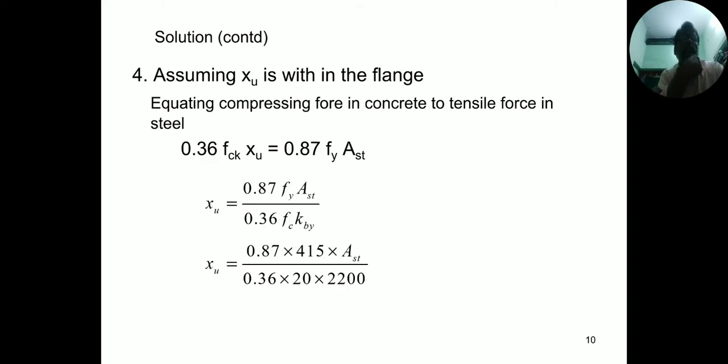XU is equal to 0.87 FY AST divided by 0.36 FCK BF. BF is equal to 2200, so XU is equal to 0.87 into 415 into AST divided by 0.36 into 20 into 2200, that is XU is equal to 0.0228 AST.